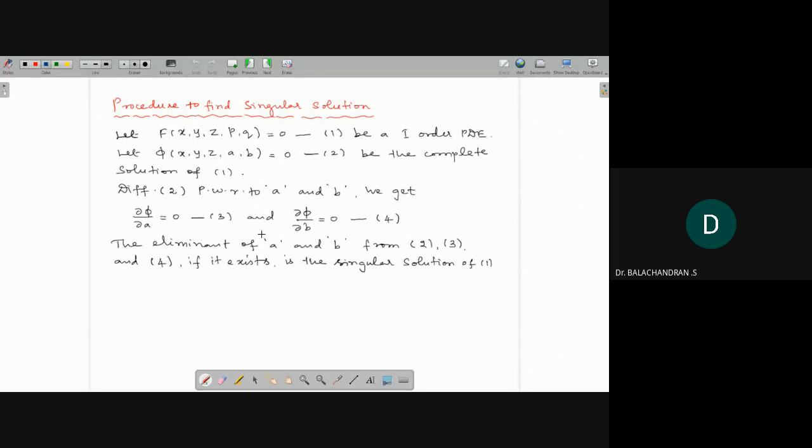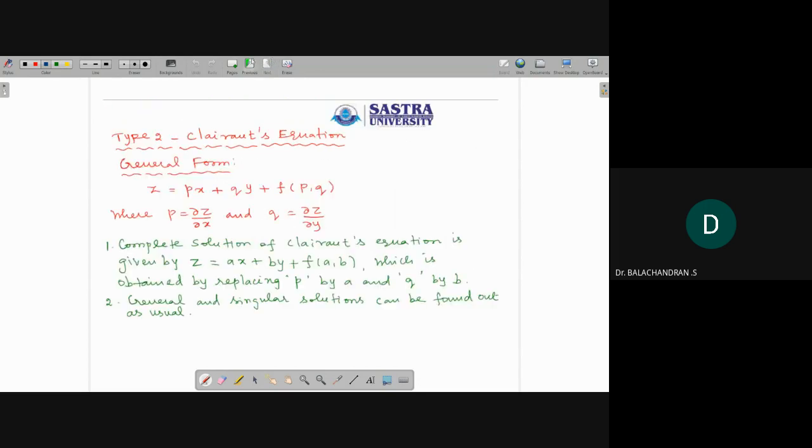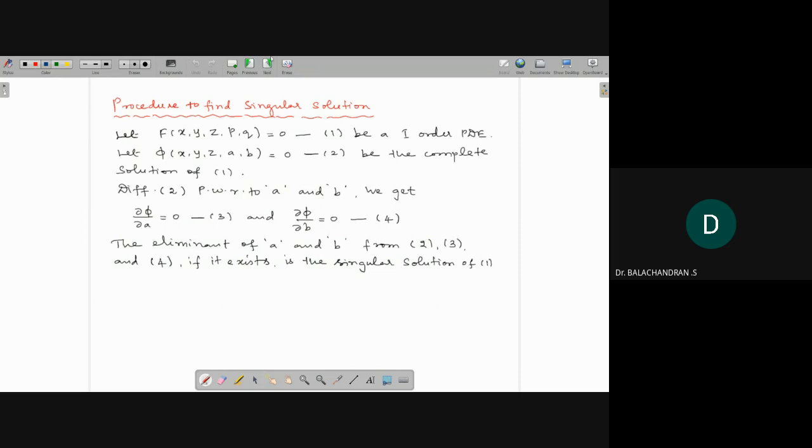So now eliminate a and b from equation 2. Equation 2 is the complete solution of equation 1. If the result exists, that is called a singular solution of 1. Now before we solve the problems, time permitting, we'll go to Clairaut's equations.